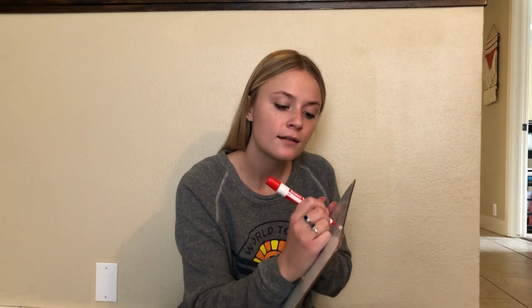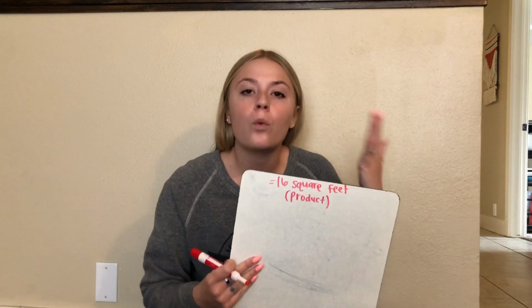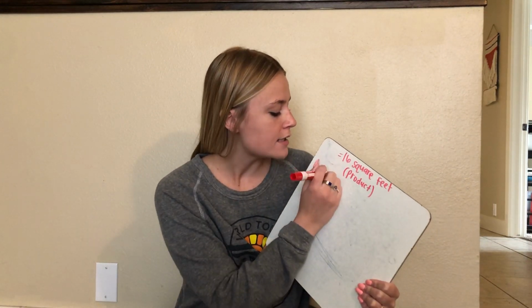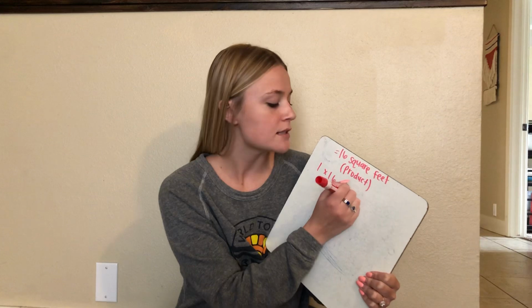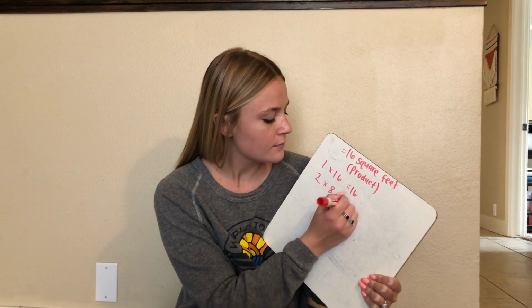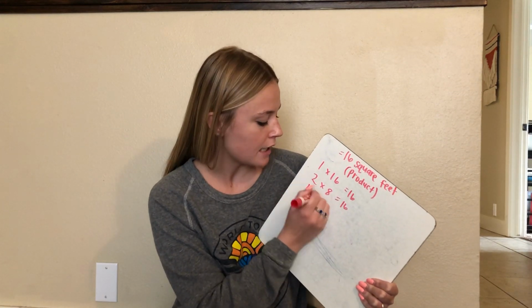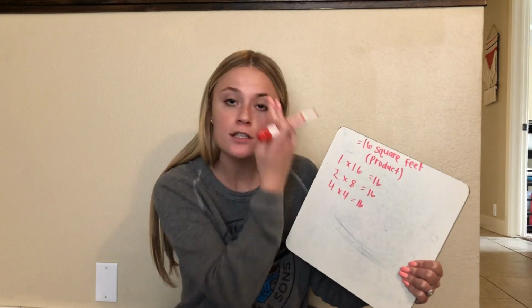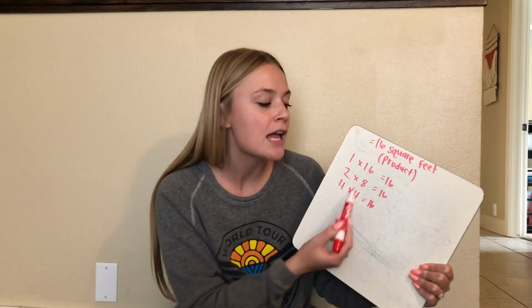So I'm going to put it in parentheses. It's kind of like our background info. That's our product. So now I'm thinking, okay, what 2 factors can I multiply to get 16? There's a whole bunch of them. I could do 1 times 16. That gives me 16. I could do 2 times 8. And I could do 4 times 4. So now all these factors are numbers that I multiply, will all get me 16 square feet.